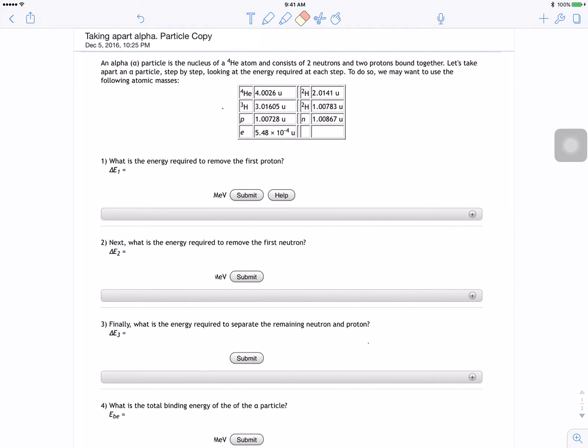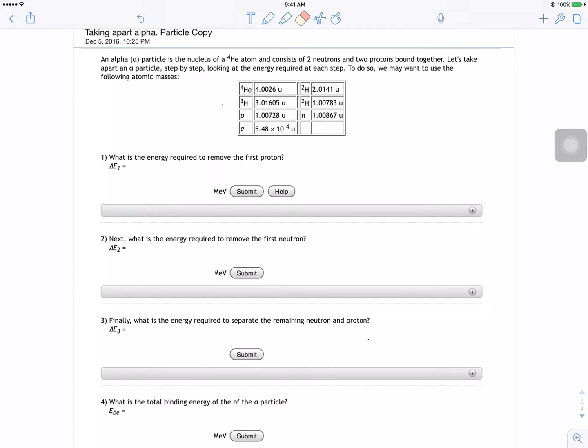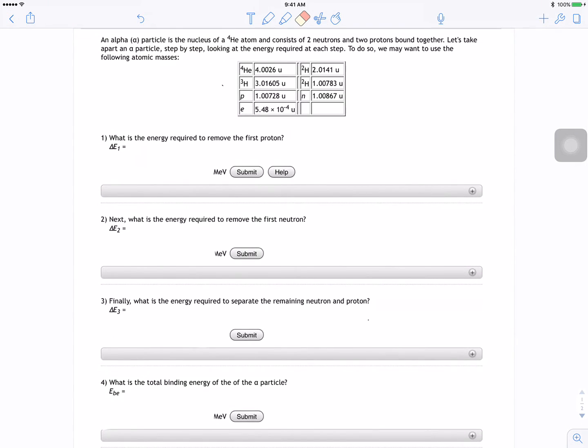Today's problem is taking apart an alpha particle. This problem took me a while to understand because there are some concepts I need to figure out. First let me explain the problem. We have an alpha particle, which contains 2 neutrons and 2 protons, and we need to take them apart. We need to find the energy required to remove them one step at a time.